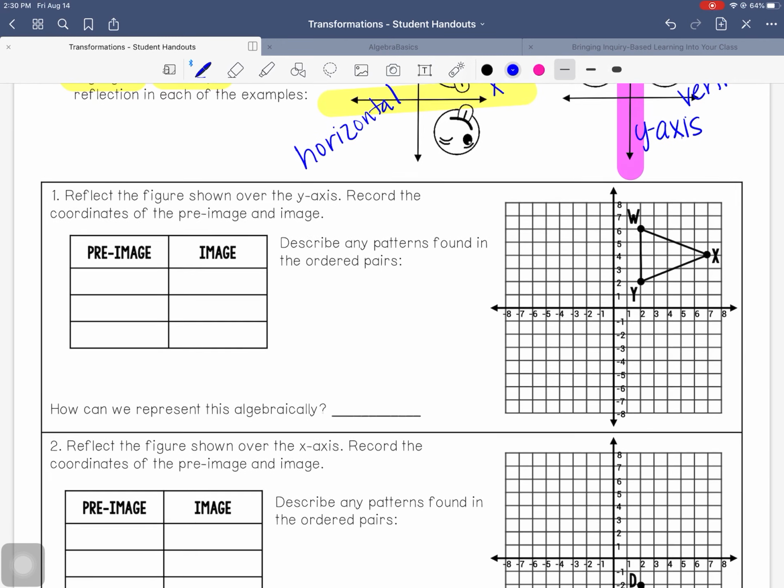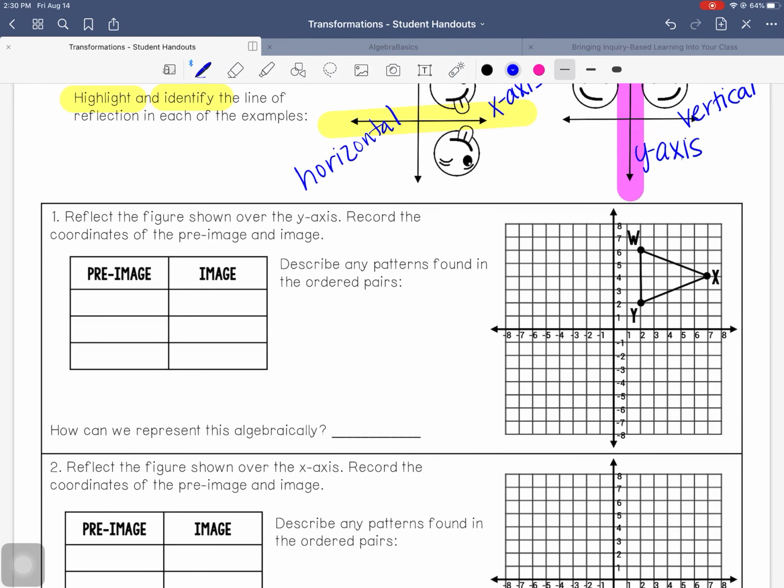All right, let's do some applications. Reflect the figure shown over the y-axis. Record the coordinates of the pre-image and image. One thing you could do is use the whiteboard we gave you to practice this, and then you can take a picture of it with your phone or with your Chromebook, just so you have it as notes.